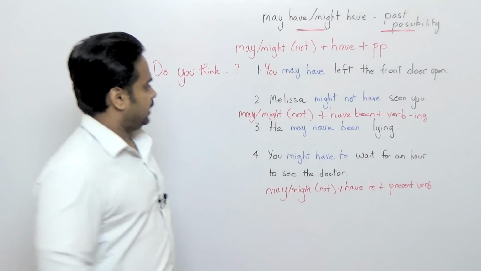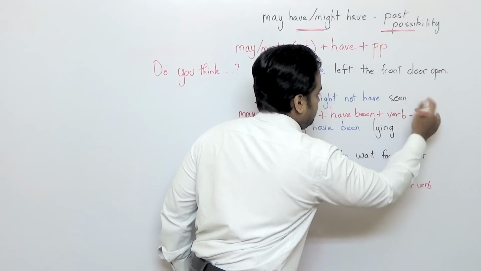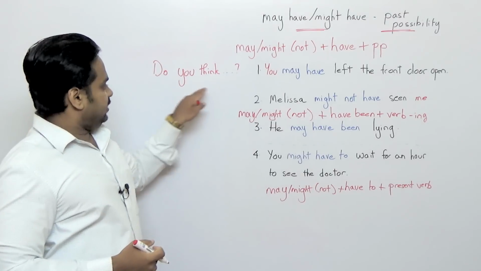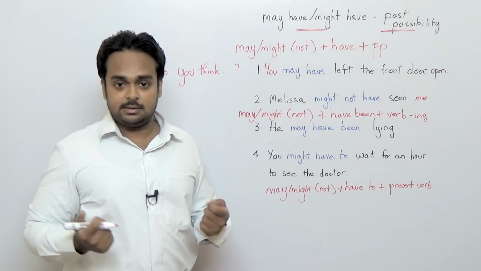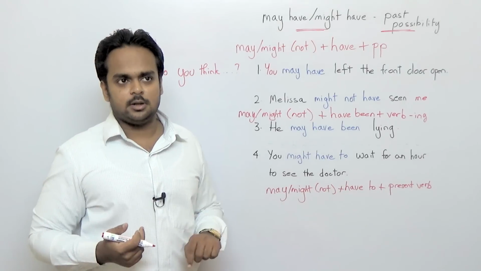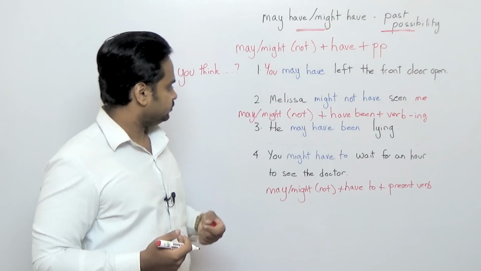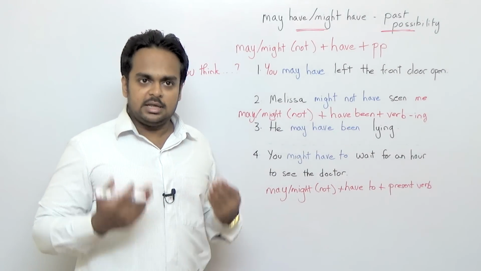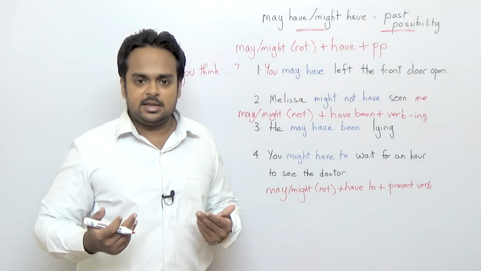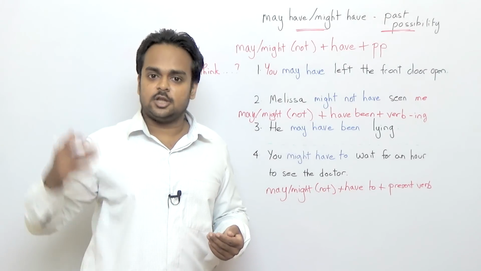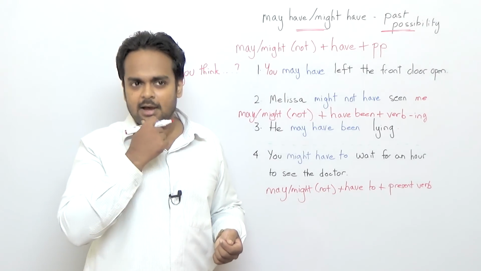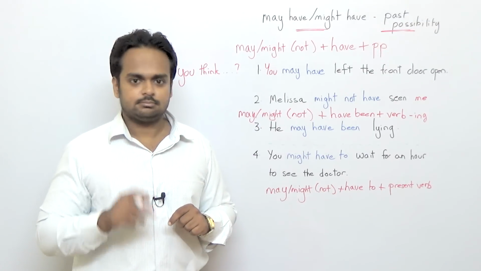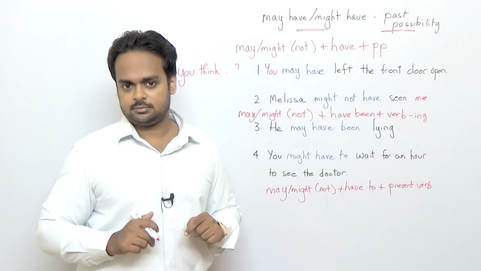Okay. I'll change this to me, just to keep it interesting. Do you think Melissa might not have seen me? Yeah, it's possible. Maybe Melissa didn't see you. Do you think he may have been lying? I believed him when he told me that he won $1 million in the lottery. But now that I think about it, do you think he may have been lying? I think he was lying.